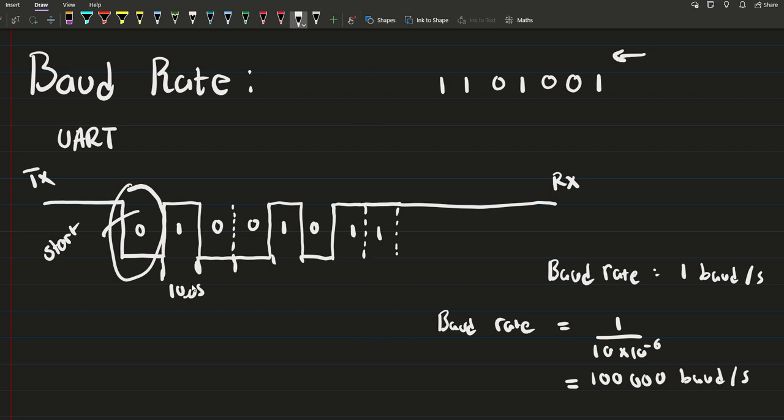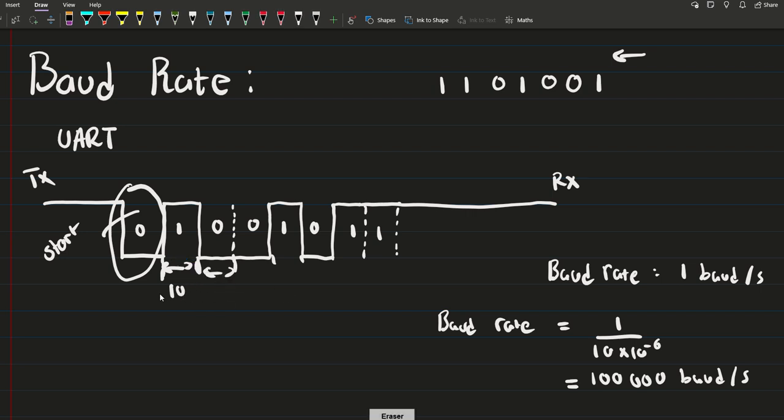Which means this whole data right here is being transmitted within a second, and we can also have more data after this ending bit right here. We can still have another data right here, and it will still be transmitted, since the baud rate is 100,000 bauds per second. So a baud can be this distance right here, this time interval.